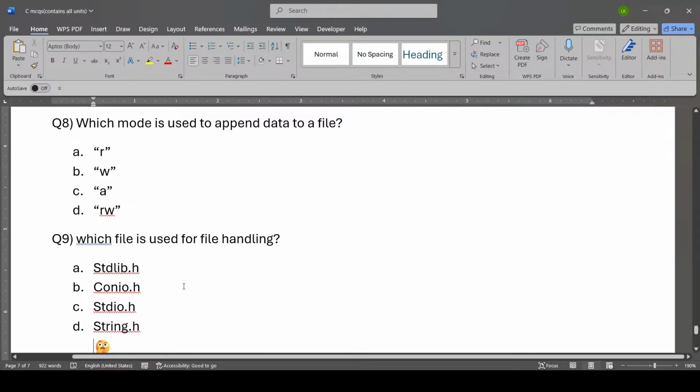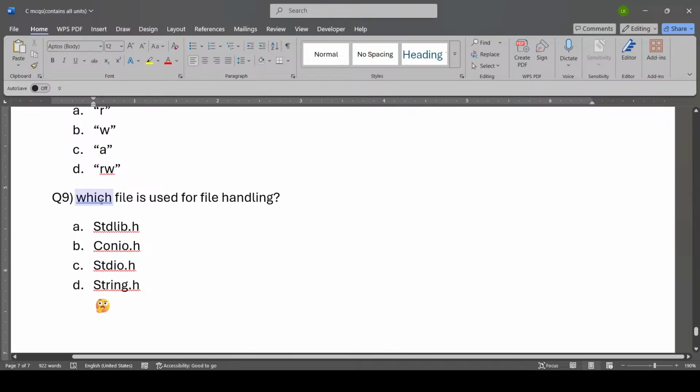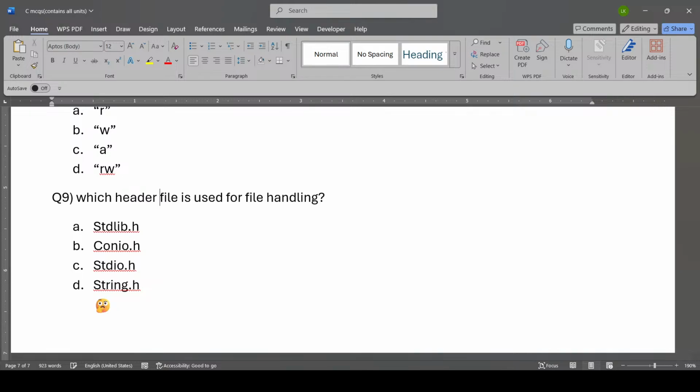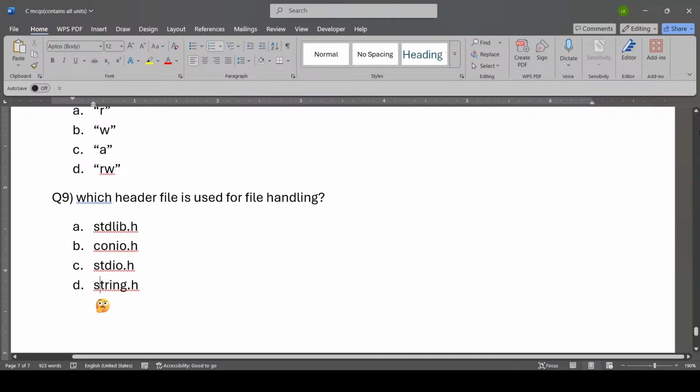Is there any special one? Which header file is for file handling: stdlib.h, conio.h, stdio.h, or string.h? Which one is needed there? Give me the answer.